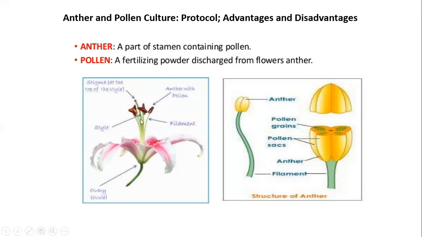The anther and pollen are the male reproductive organ here. So this is the anther, the yellow color. This is the filament, and this is the cross section of the anther, and we can see the pollen grains inside the pollen sac.